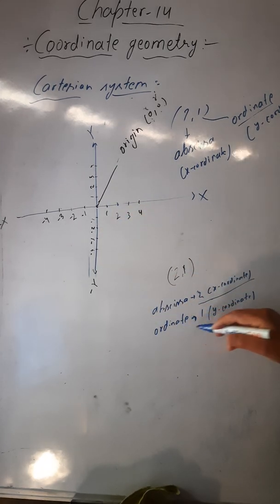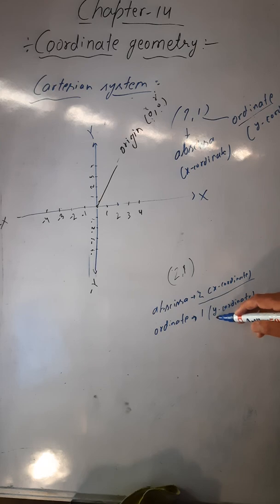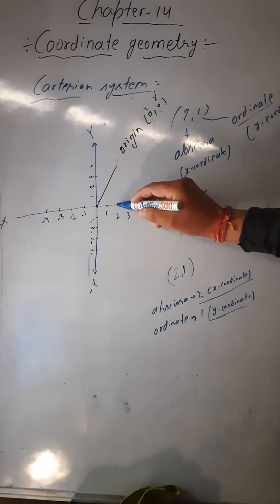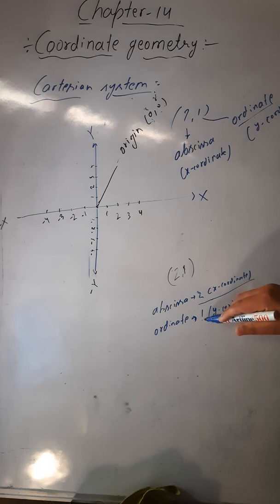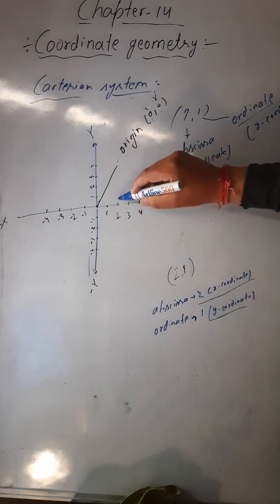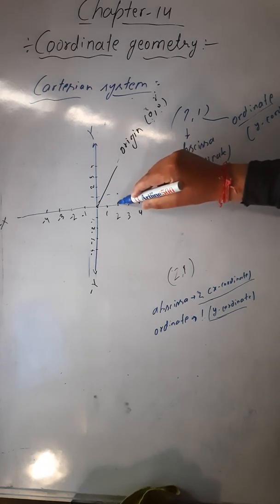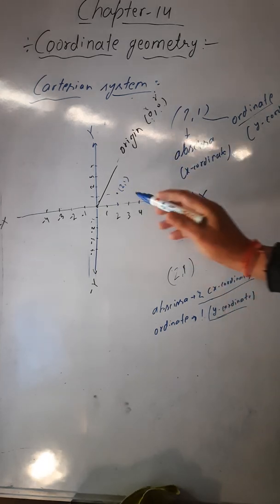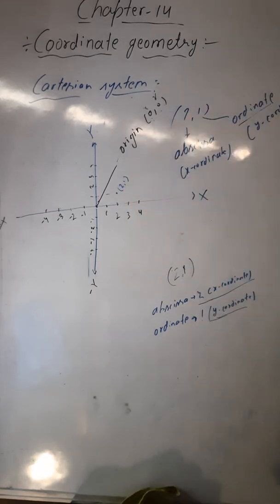Now I have to move along the y-axis also. How much do I have to move along the y-axis? The ordinate is 1 here, so along the y-axis I have to move 1 upside from 2. The x coordinate is 2 and the y coordinate is 1. So 1 is here, and this point will be called 2, 1. Here the abscissa, the x coordinate, is 2 and the y coordinate is 1. This is how we locate points in the Cartesian plane.